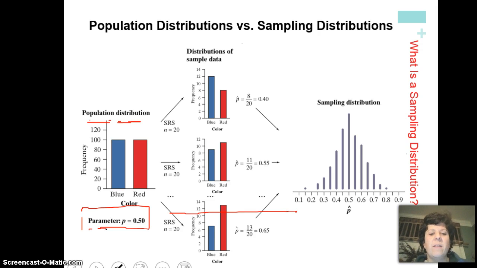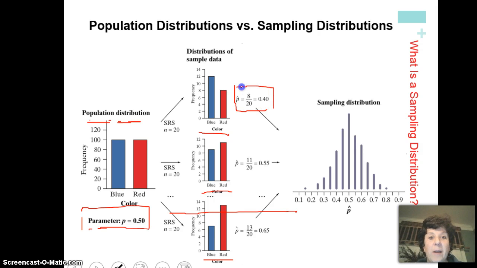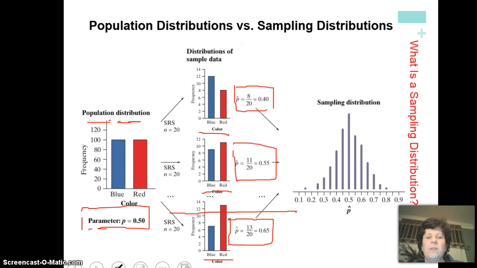So then we look at all these different individual simple random samples of size 20. On the first one, you get 8 red out of 20. So our p hat is 8 out of 20, or 0.4. On the second simple random sample, we got 11 out of 20. 0.55 is our p hat. Our point estimate, our estimate of what the true parameter is, just taken from that one sample. Then we do it another time, a different random drawing of 20 marbles, and we get a p hat. How many reds out of the whole thing? 13 out of 20, which is 0.65.